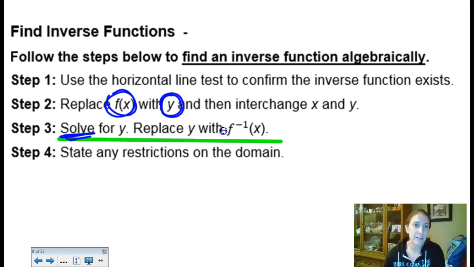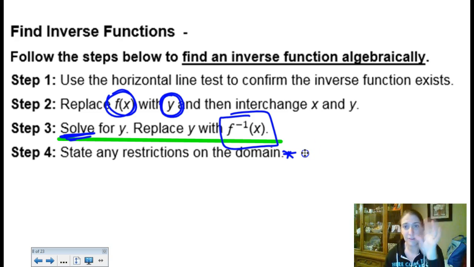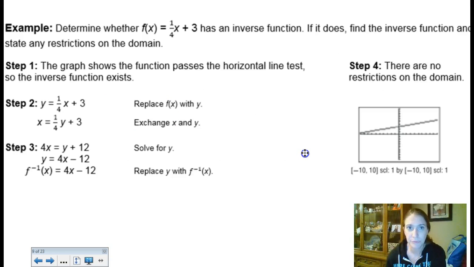And then when we're all done, instead of saying y equals the function, we're going to call it the inverse notation for the function. And then this is the key. This is probably new for most of us. We do a lot of this in algebra too, or honors algebra 2: state any restrictions on the domain. So we're going to find out there are going to be cases where I have to restrict the domain so I don't have the horizontal or vertical line test failing on the inverse or the original.